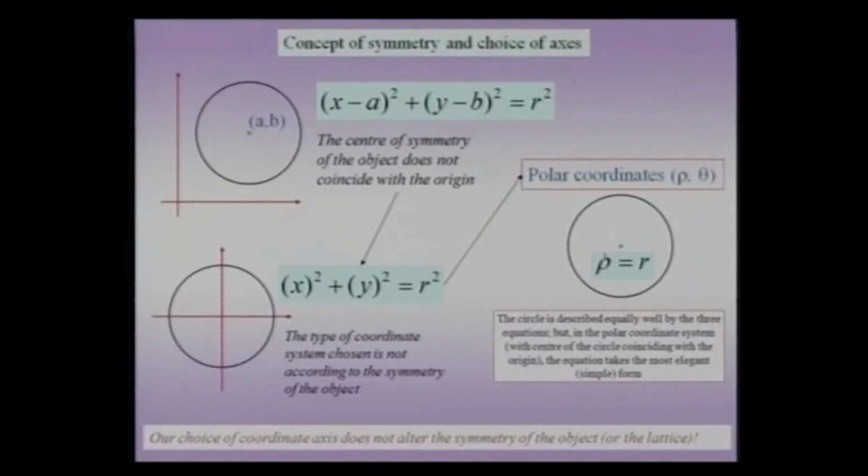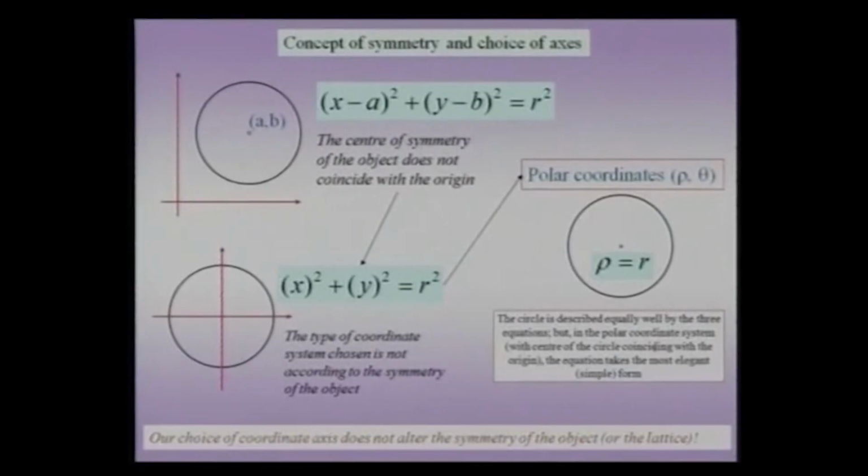Now, to emphasize the point once again, the circle is described equally well by the three equations, but it is clear that the polar coordinate system, with the center of the circle coinciding with the origin, is the best. Again, I am making sure that the center of symmetry of the circle coincides with the origin of the polar coordinate system, which is obviously the logical choice. The equation takes the simplest, the most elegant form.